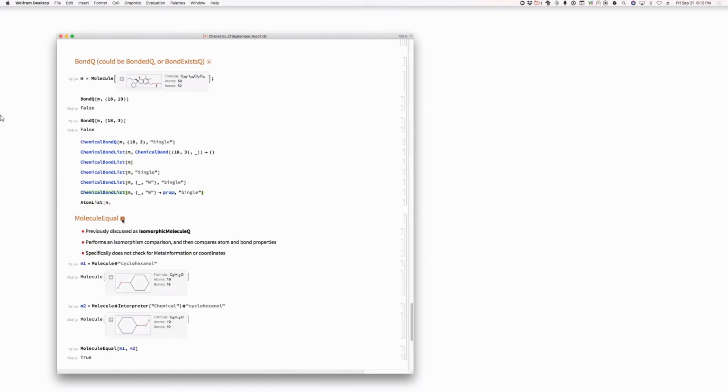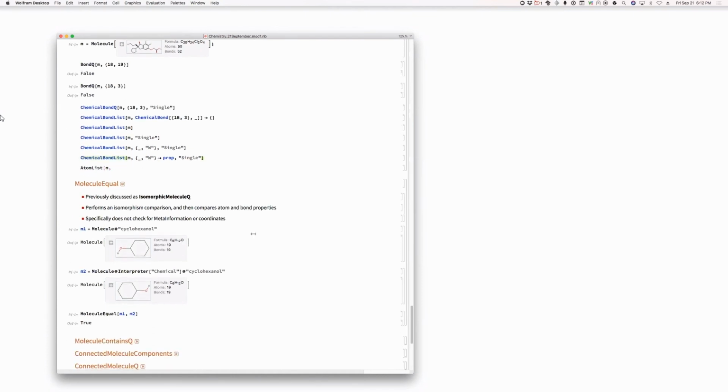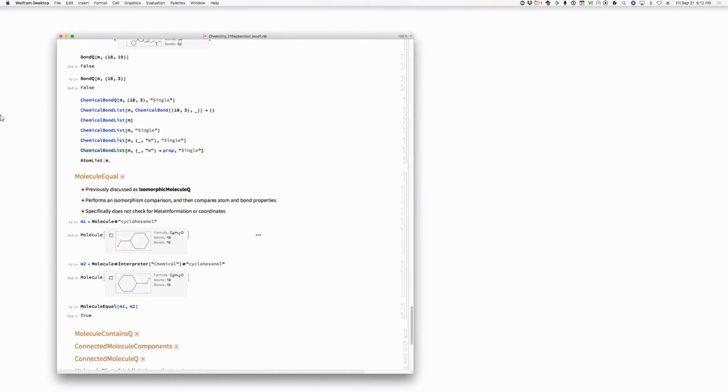Okay. I think this is a big deal, right? Molecule equal is not a trivial function. But here I'm showing that if you just create a cyclohexanol and then you grab the cyclohexanol from our knowledge base, the two are obviously not same Q, although they probably should be. The data in our knowledge base, the atom order and everything, is not something I control at the moment.